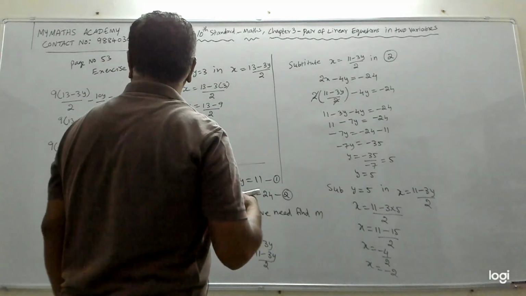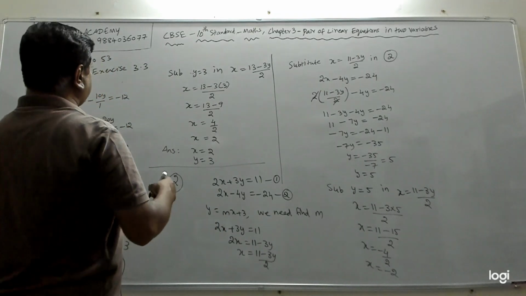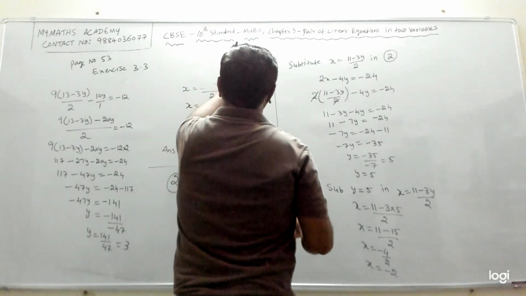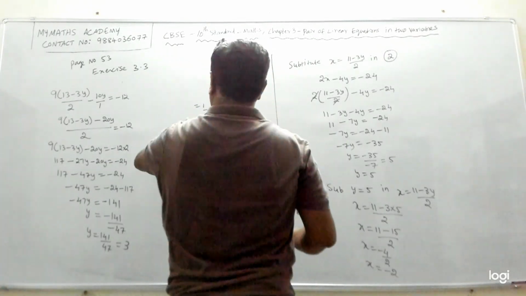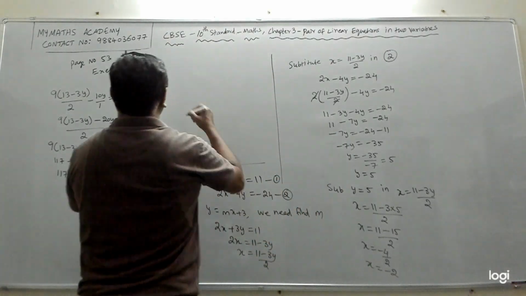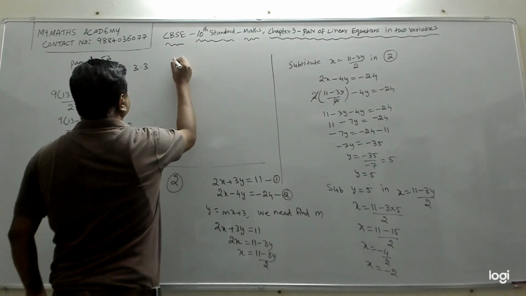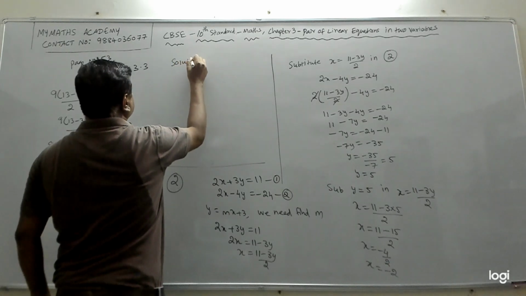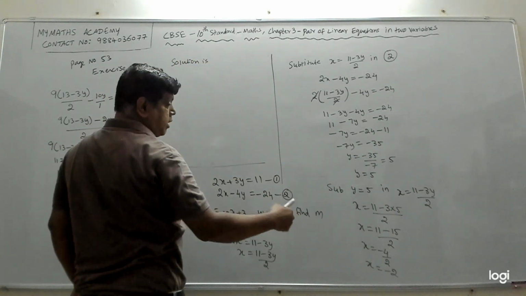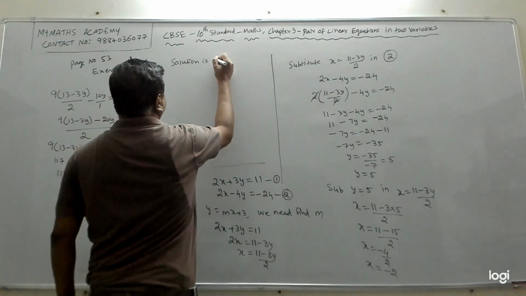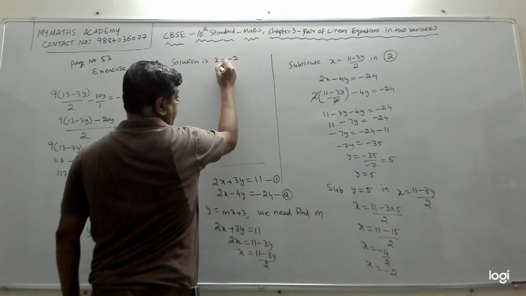So what is our answer? The solution is, not the answer. Solution is the solution to that equation, because the answer is we have to find m. So the solution is x is equal to minus 2, y is equal to 5.